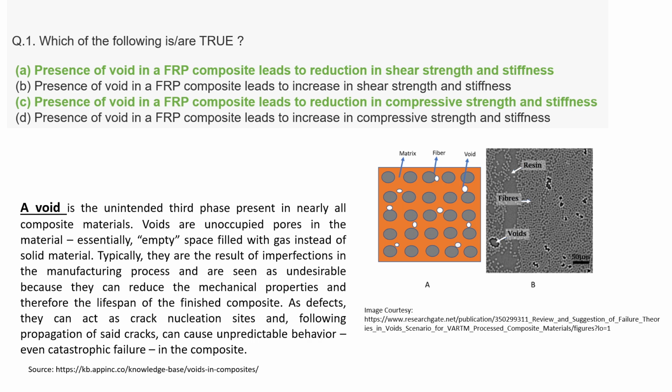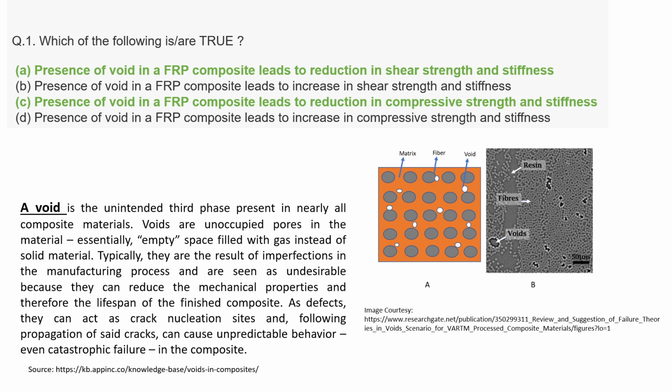The options are A. Presence of void in a FRP composite leads to reduction in shear strength and stiffness. Option B. Presence of void in a FRP composite leads to increase in shear strength and stiffness. Option C. Presence of void in a FRP composite leads to reduction in compressive strength and stiffness. Or option D. Presence of void in a FRP composite leads to increase in compressive strength and stiffness.